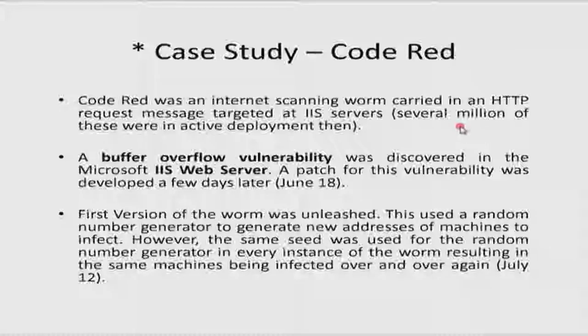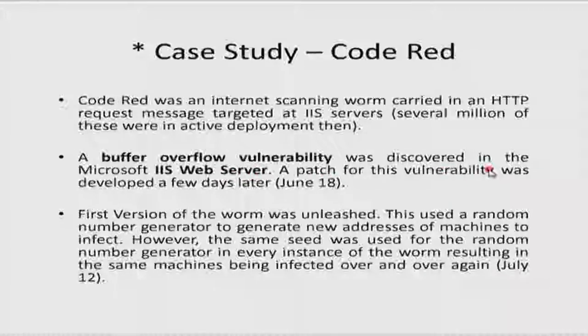And a few years later, in 2004 or 2005, there was another worm similar to this called Slammer. So we will look at the differences between Code Red and Slammer in the next few slides. Again, the same question. When we talk about this Code Red worm, the question is, what is the vulnerability? So it turns out in this case, it was a buffer overflow vulnerability. We have studied this in great detail a few days ago. So this was discovered in Microsoft's IIS web server.